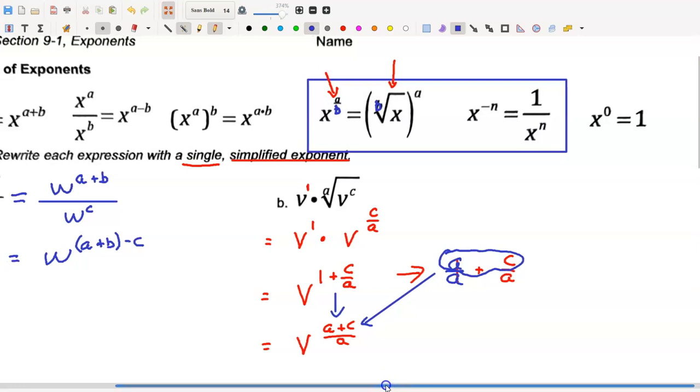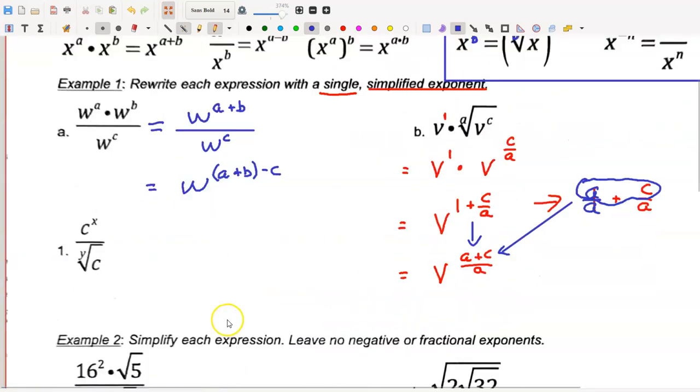Okay, so go ahead and try number 1 over here. Try number 1. Combine these all together to have one base and combine the exponents together so it's just one single term.